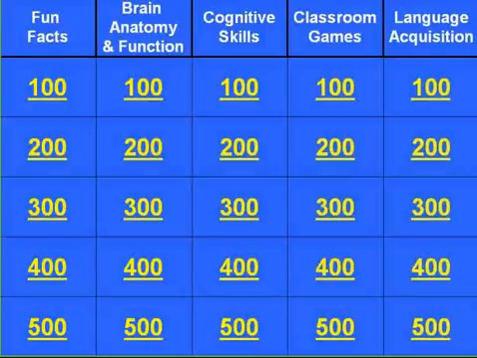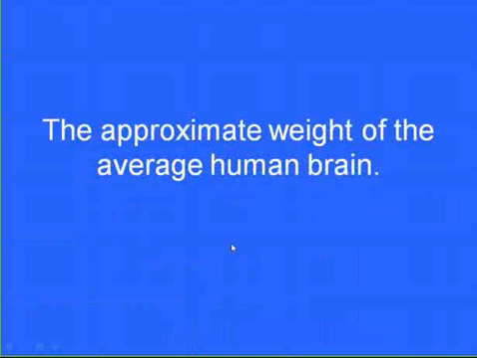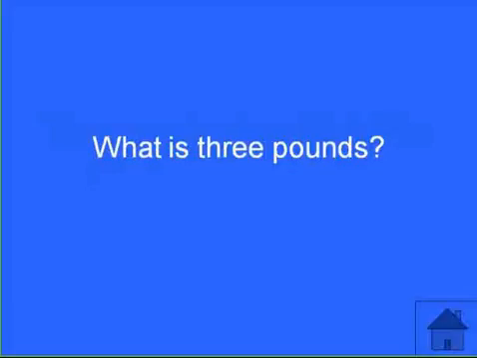Okay, so if we look at the ones where there are actually questions, and you're all probably familiar with Jeopardy, so they're 100-point up to 500-point questions. Let's start with brain anatomy and function for 100, if you please, Sarah. The approximate weight of the average human brain. Now, I know that Sarah knows the answer to this question. I know that Dr. Whitaker knows the answer to this question. But I'm just going to go ahead and tell you that the question is, what is 3 pounds? Because, of course, we have to answer Jeopardy challenges with a question.